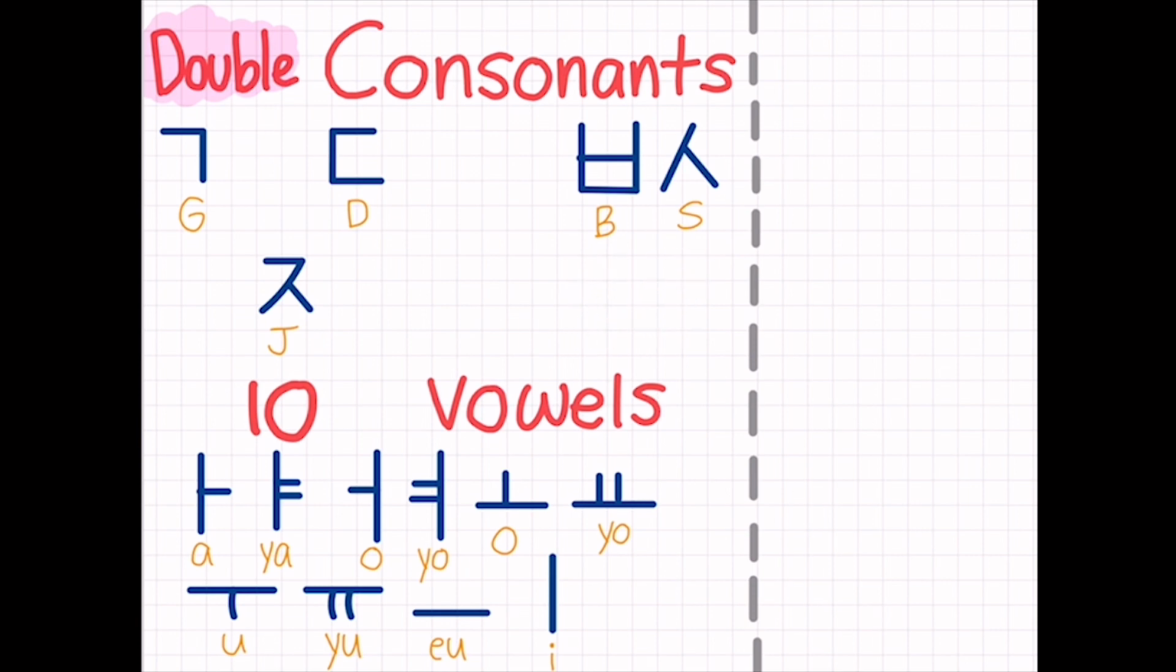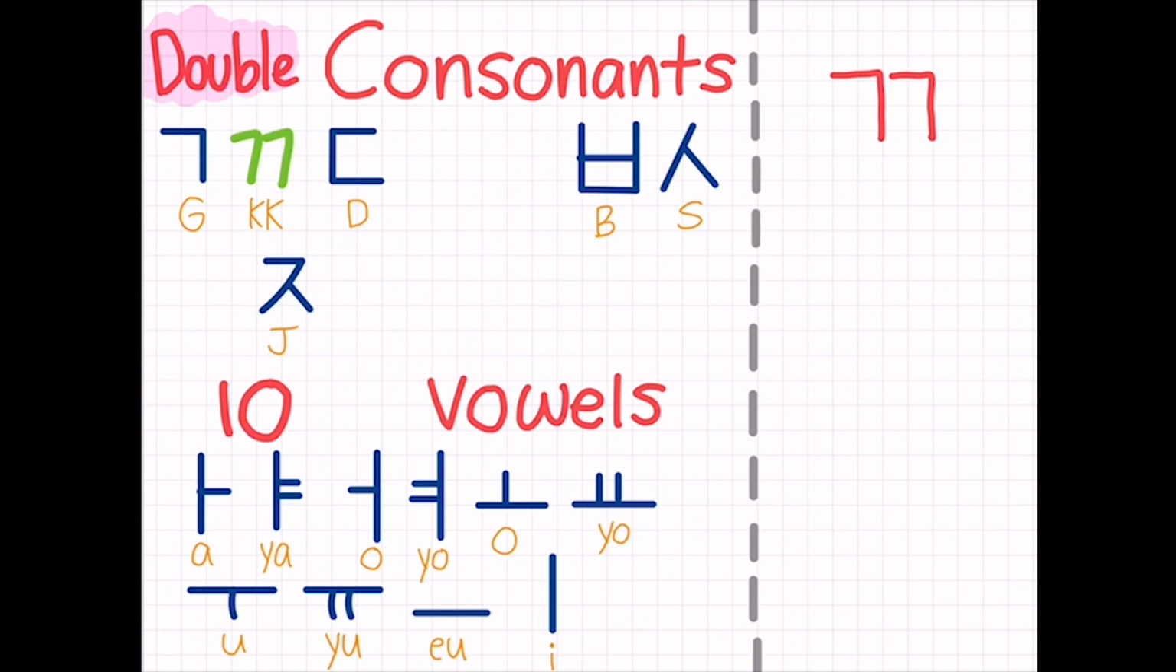Ta-da! 1, 2, 3, 4, 5. We are left with 5 double consonants. So let me show you how they look. First one we have is G. Ssang giyeok. So you remember giyeok, right? It goes like this, right? You just put another one. And this makes a whole new sound. G. G.